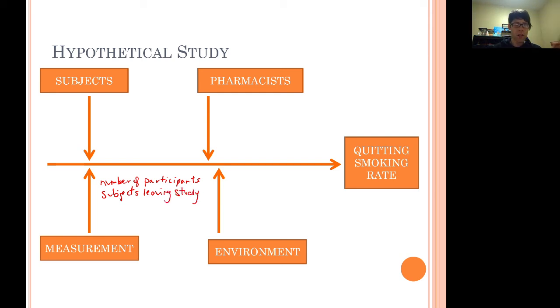So maybe after a week or a month, they're just like, forget this, and they leave. So that could affect our overall conclusions as well. And one other thing I had here is the brochure.